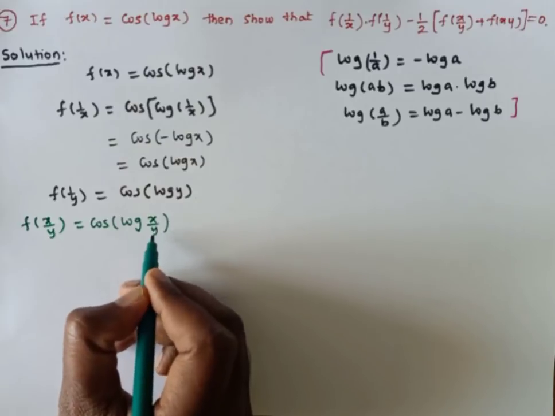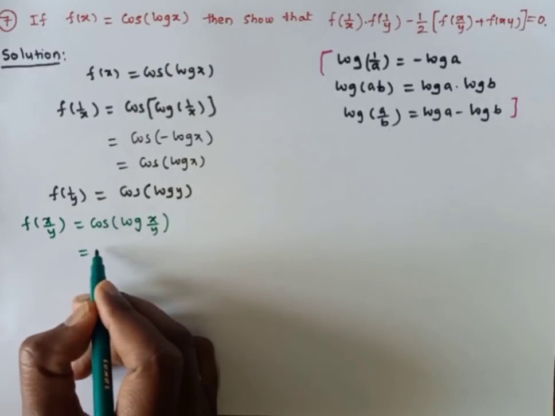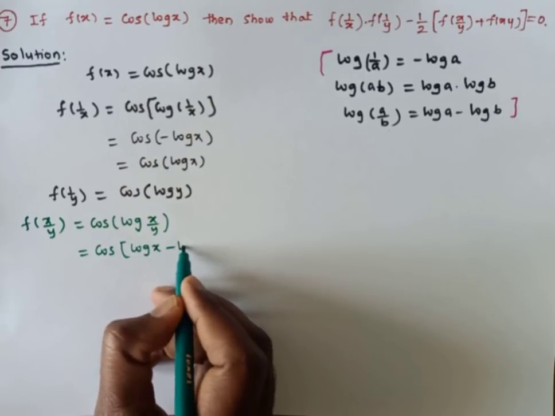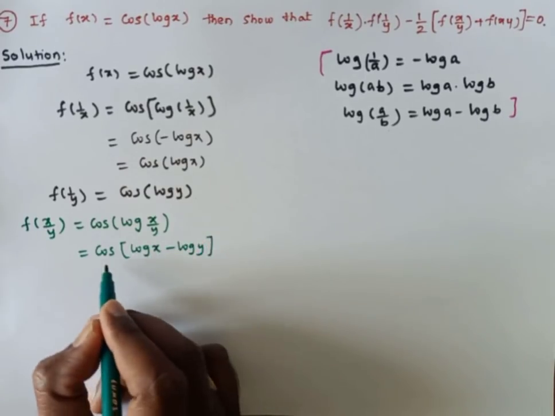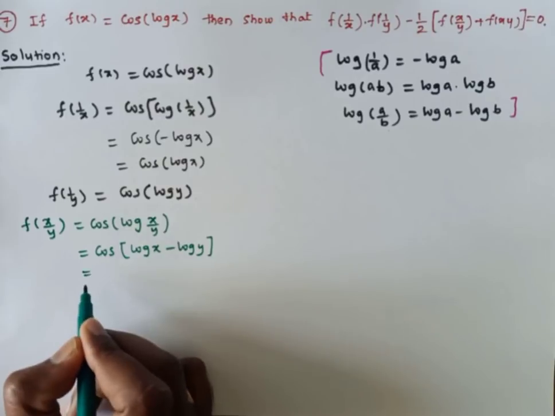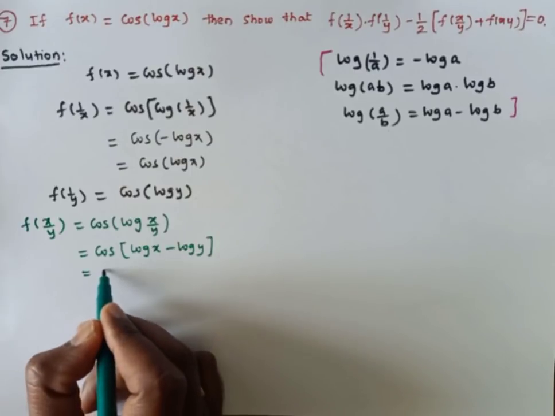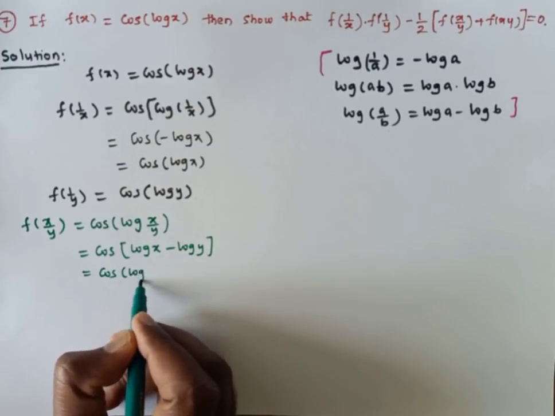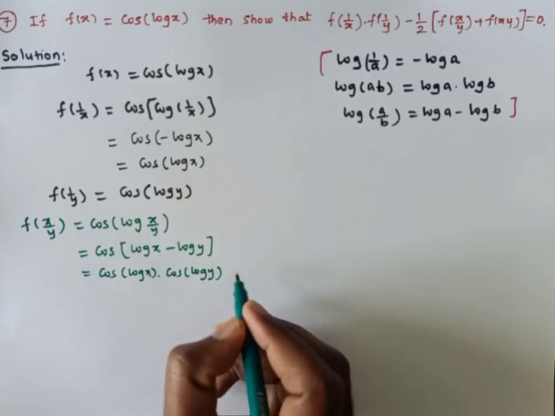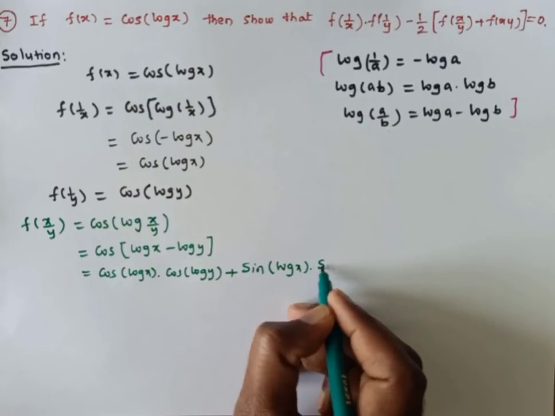Log of x by y is in the form log of a by b. Log of a by b is log a minus log b. So here we can write it as cos of log x minus log y, and again it is in the form of cos of a minus b. You need to know the formula: cos of a minus b is cos a into cos b plus sin a into sin b. So we can write it as cos of log x into cos of log y plus sin of log x into sin of log y.